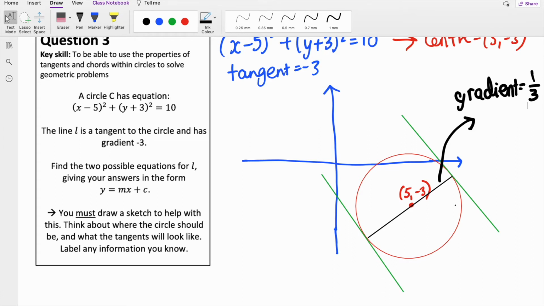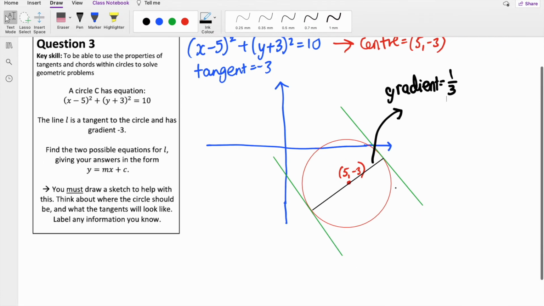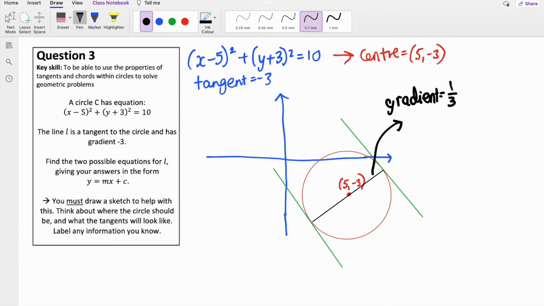So what I can do next is find the equation of this black line that I've drawn here. I know the gradient of it, and I know a point that it passes through. I'm going to label it line 1. So let's try and find the equation of line 1.